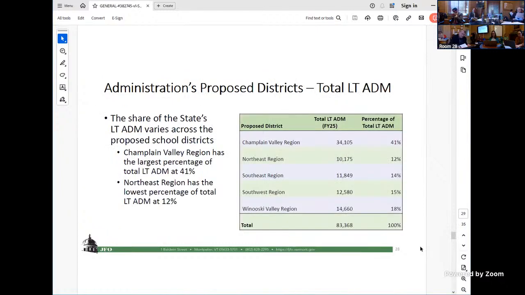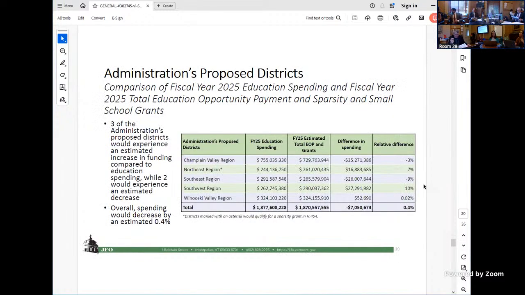This is that breakdown of the state's share of pupils across those proposed districts. So you see Champlain Valley at 41% with the largest percentage, Northeast at the lowest percentage at 12%. And then applying the House passed H454 funding across those 5 districts, we would see that 3 would experience an estimated increase in funding compared to ed spending, while 2 would experience an estimated decrease.